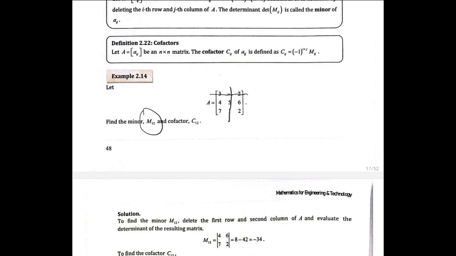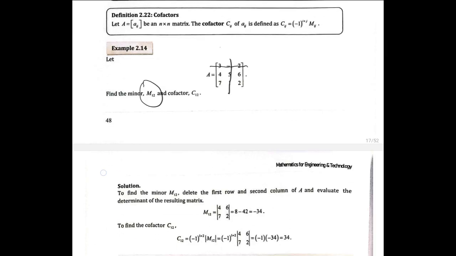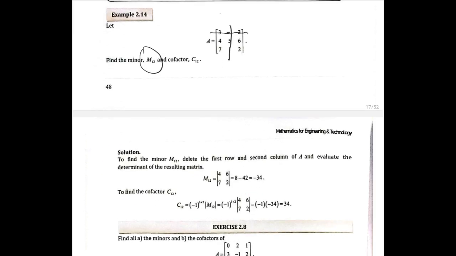So how to calculate the determinant again? Now we have 2 by 2. So 4 times 2 minus 6 times 7. Okay. That will give us negative 34.